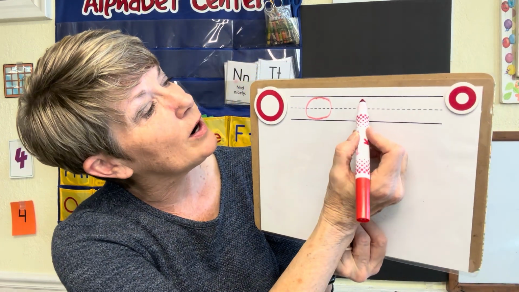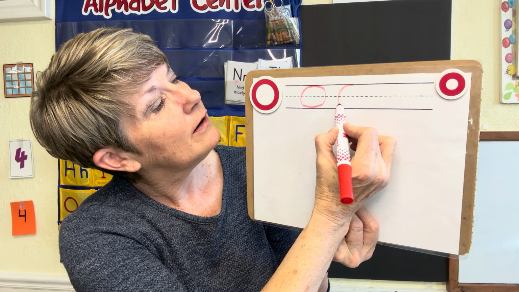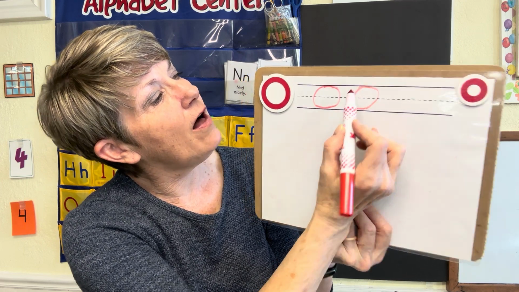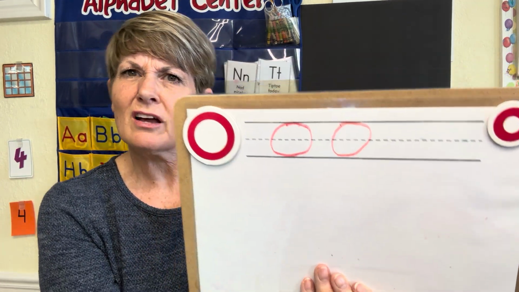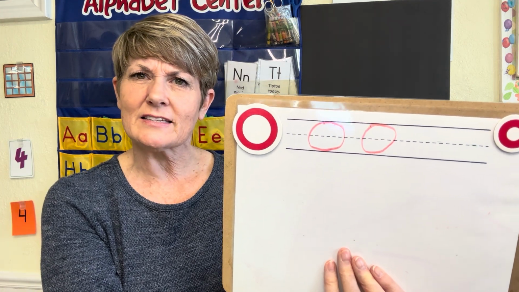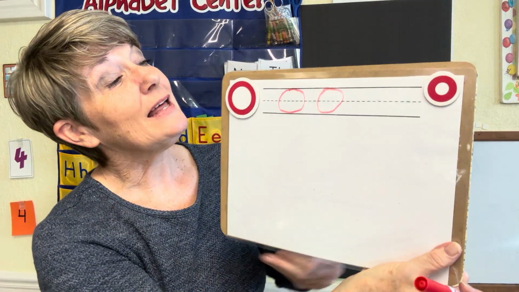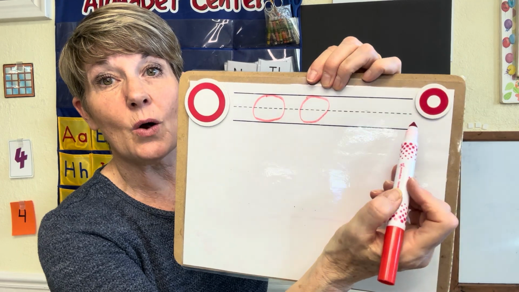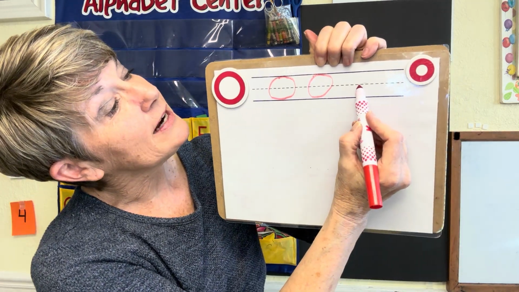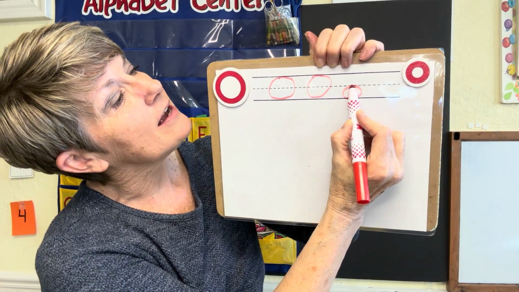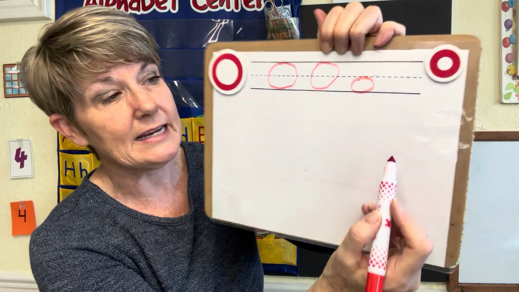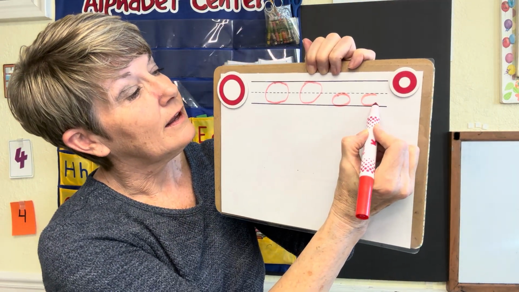Let's try one more. All the way around and back. It's kind of like a big giant circle, isn't it? That's kind of cool. Now let's try a lowercase o. The lowercase o starts at the dots and goes around. See how much smaller he is? It goes all the way around.